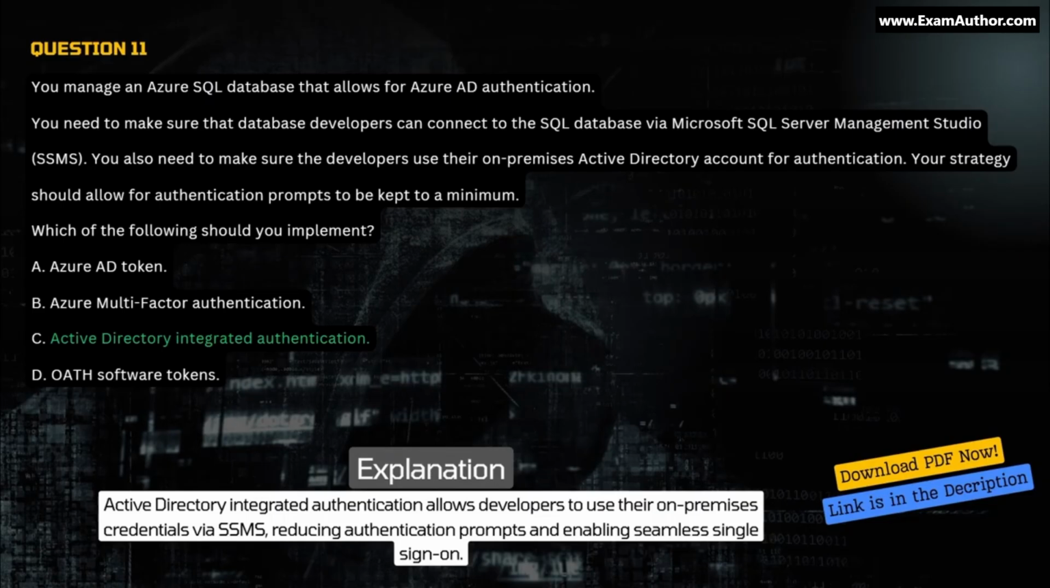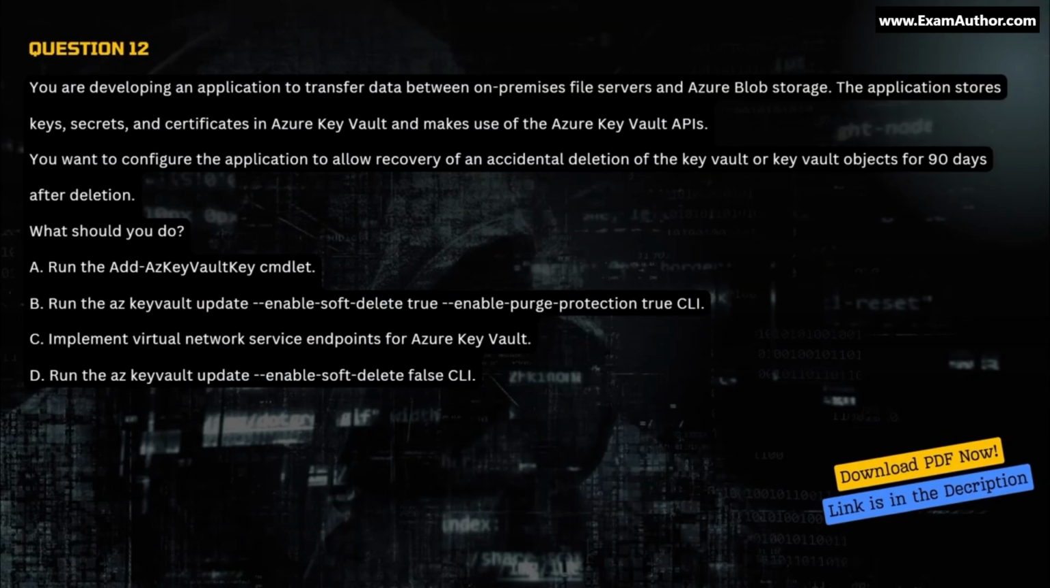Question 12. You are developing an application to transfer data between on-premises file servers and Azure Blob Storage. The application stores keys, secrets, and certificates in Azure Key Vault and makes use of the Azure Key Vault APIs. You want to configure the application to allow recovery of an accidental deletion of the Key Vault or Key Vault objects for 90 days after deletion. What should you do?